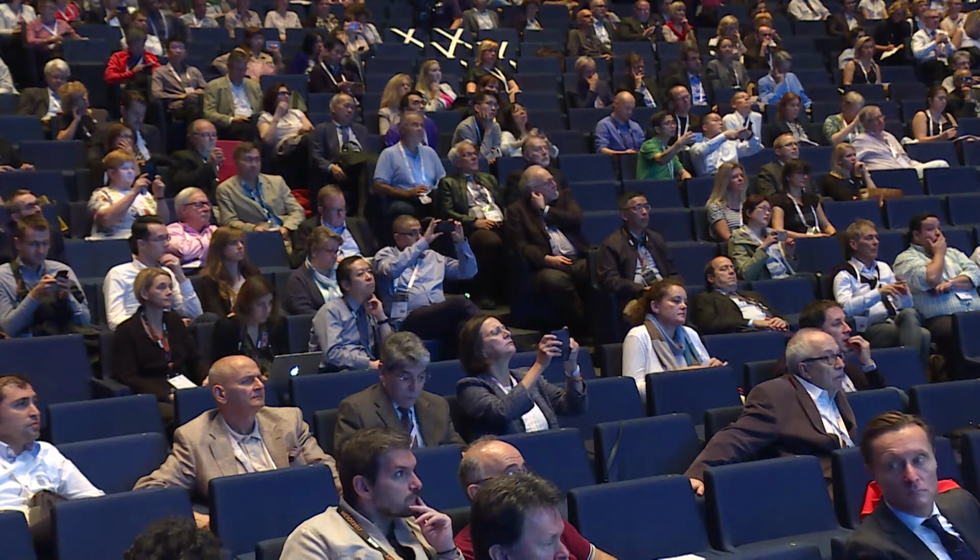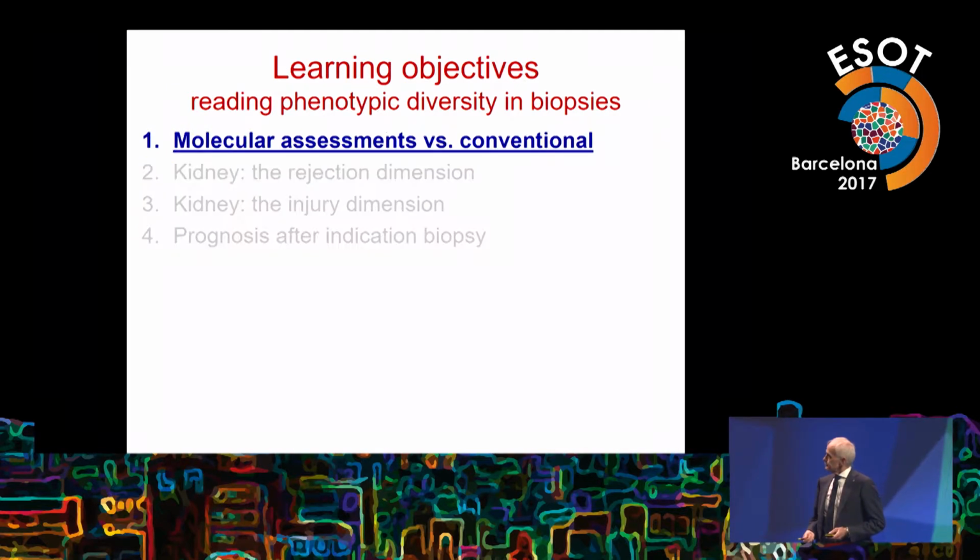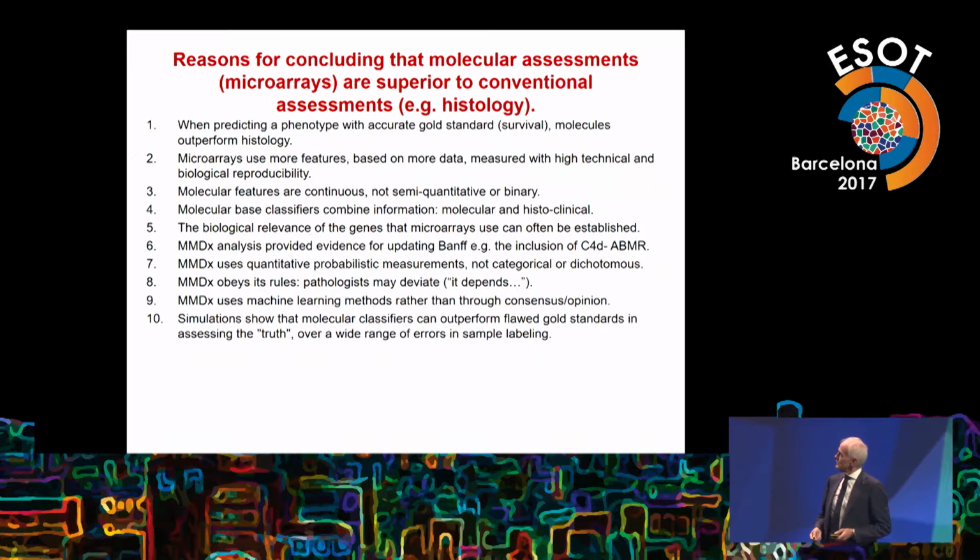So let's talk first of all about the molecular assessments. Then we'll use the kidney as an example, although we have a lot of data now in hearts and lungs, which sort of corroborates these principles. So do we believe in molecular assessments, and why? Well, first of all, these are the top 10 reasons.